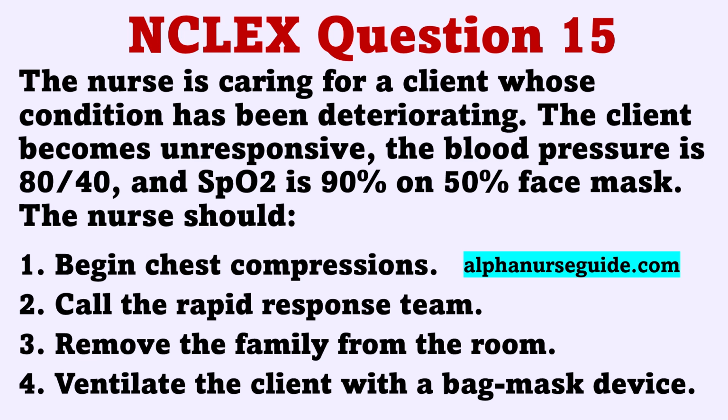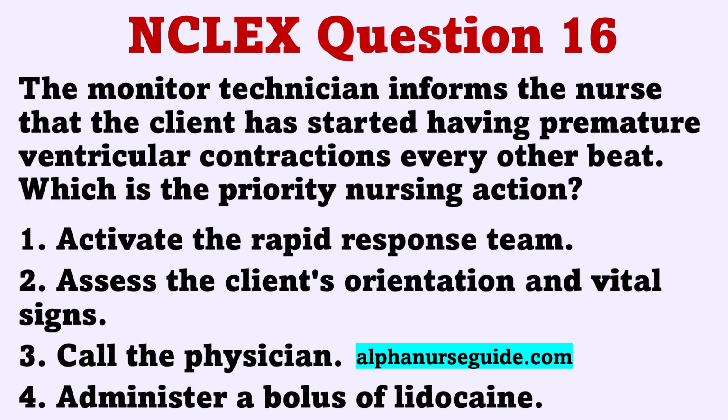The rapid response team should be called immediately to evaluate and treat the client. There is no indication at this time for manual ventilations or chest compressions. If the family is not interfering in client care, it can be reassuring to the family to see that all possible care is being provided. The monitor technician informs the nurse that the client has started having premature ventricular contractions every other beat, which is a priority nursing action.